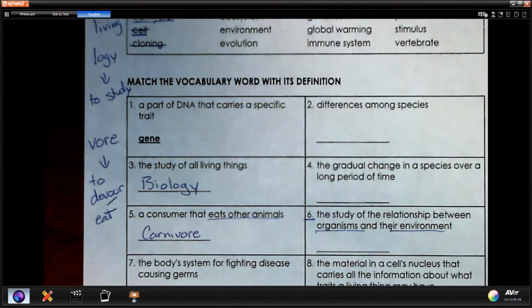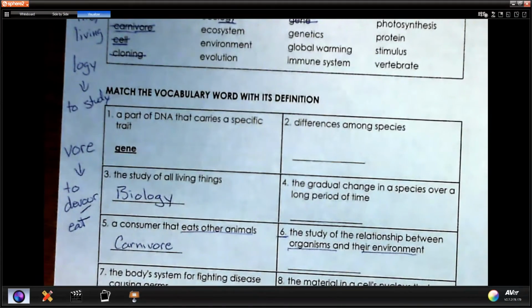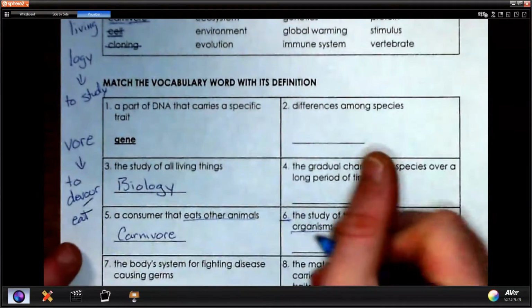What do you think? Is it going to be 6 or 16? Is ecology environment, or is ecology heredity, how things are passed from parent to child? Which one do you think fits better? All right. Why do you think environment?